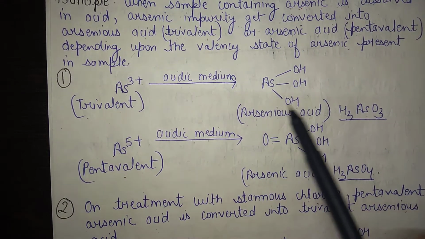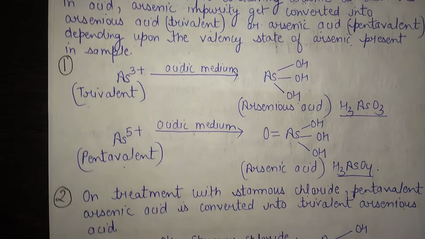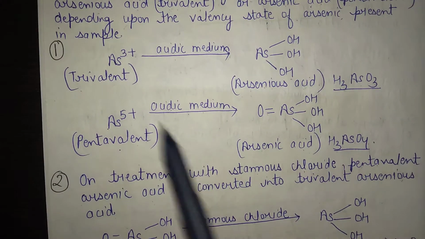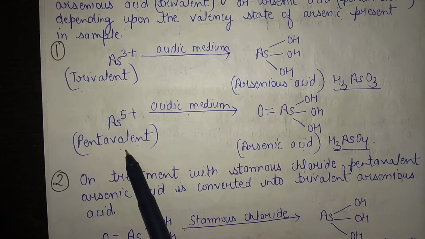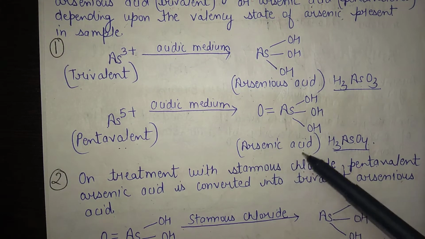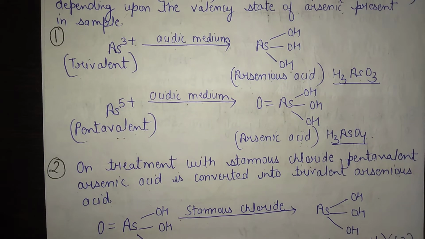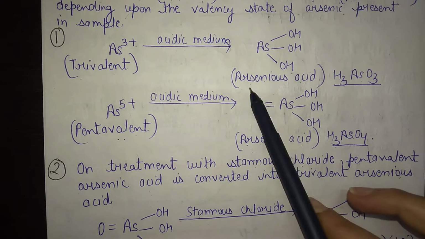This is the formula for arsenious acid. This is the formula for arsenic acid. So in the first step, we convert the trivalent and the pentavalent forms of arsenic into arsenious acid and arsenic acid respectively. Now in the first step we have formed arsenious acid and arsenic acid. In the next step we will convert this arsenic acid into arsenious acid.